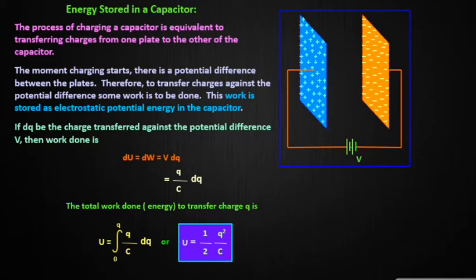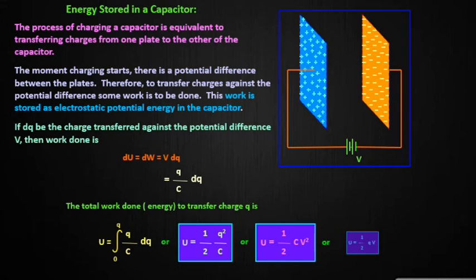Now, we know that Q is equal to CV. Substituting it in this expression, we get half C square V square by C. C square and C cancel, and you get another expression for the energy, U is equal to half CV square. Now, C can be written as Q by V. Now, U will be equal to half into Q by V into V square. V and V square cancel, and we get one more expression, that is U is equal to half QV. So these are the expressions for energy stored in a capacitor.